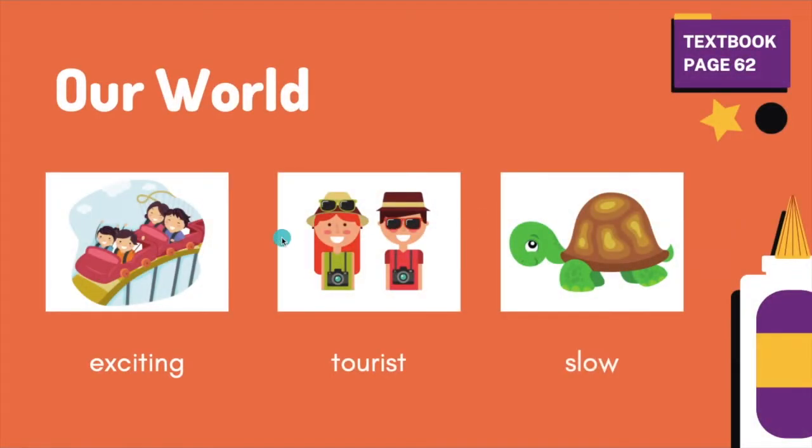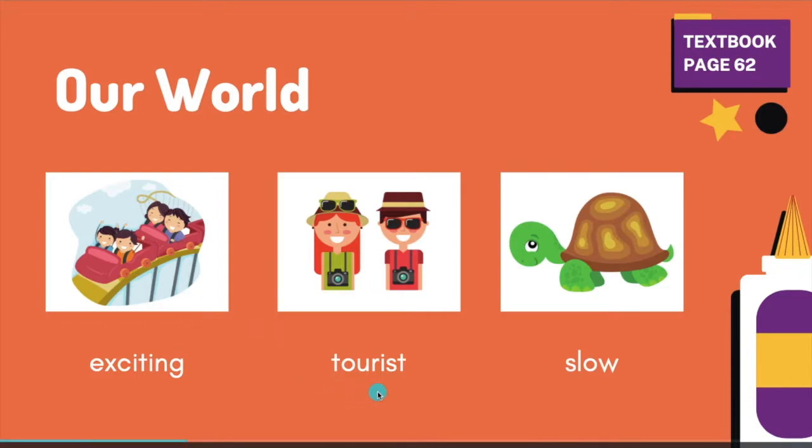Next, exciting. Exciting. Look at the picture. You can look at the mimic face made by the children. The children are excited to ride on the roller coaster.